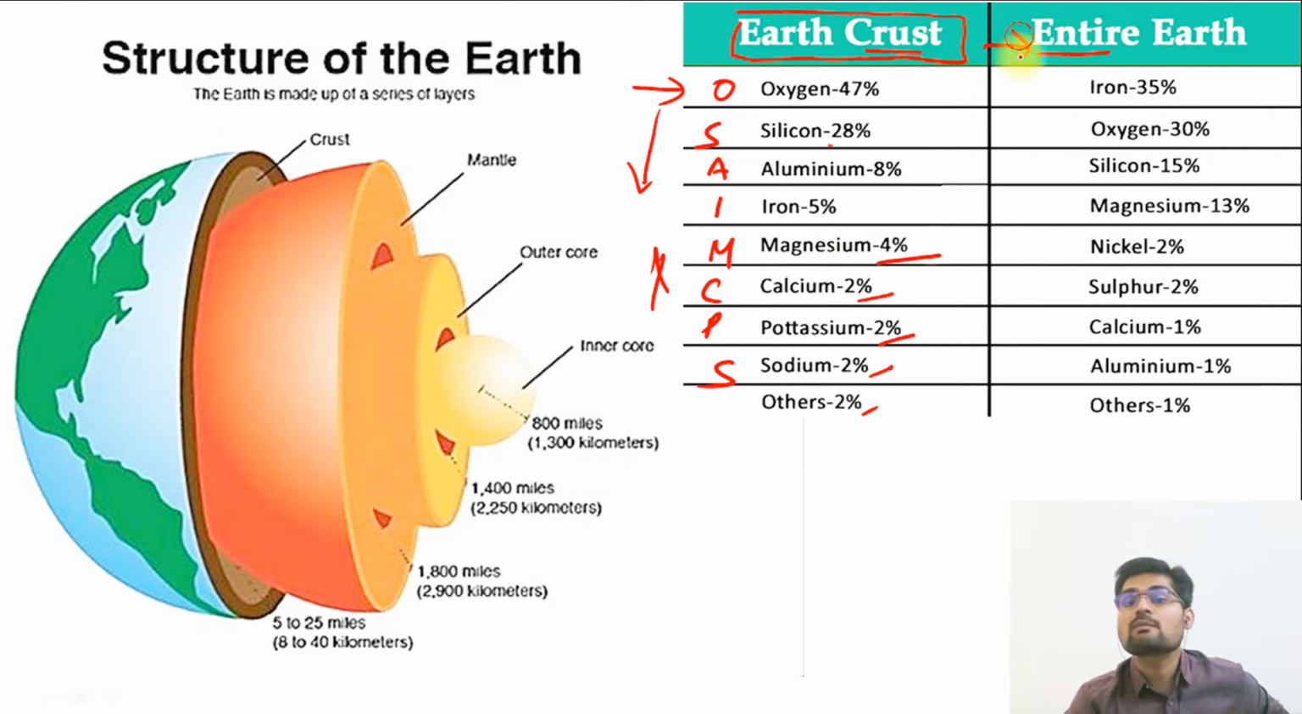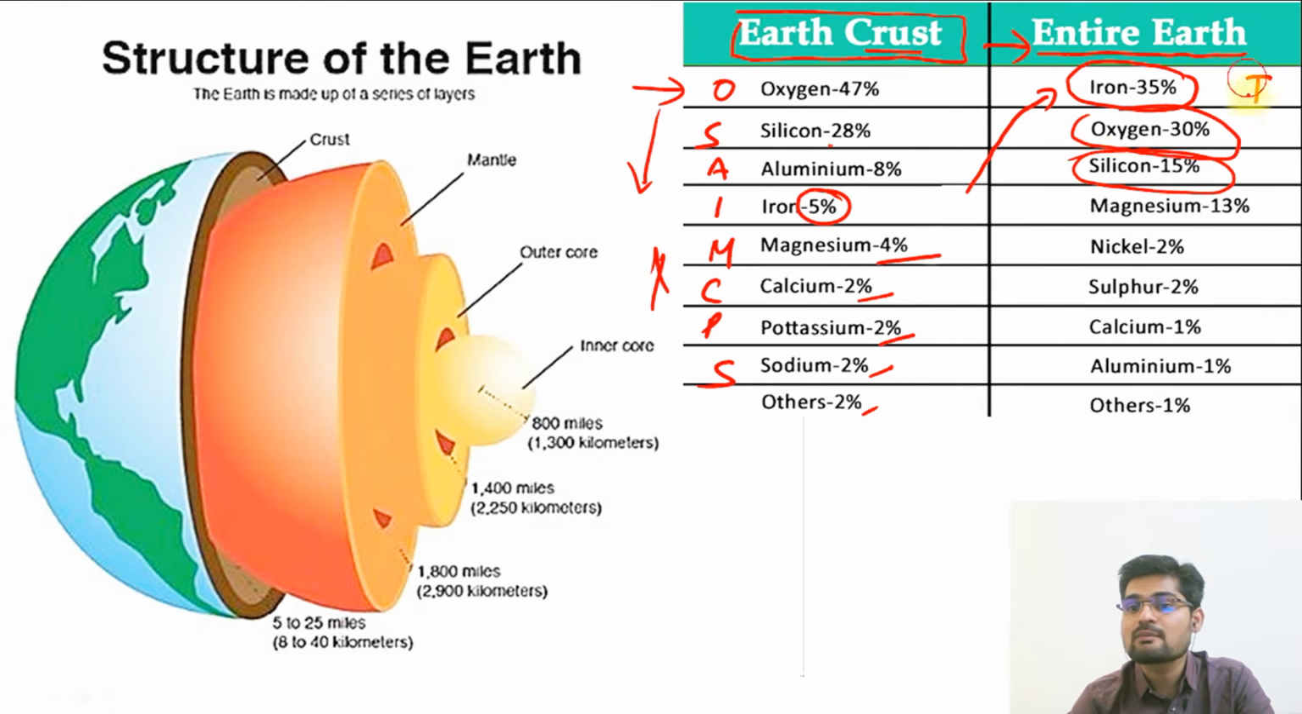It changes when we talk about the entire Earth, not just the crust. So what is that change? Look, this iron, which is only 5% in the crust, now goes to the top. In the entire Earth, the maximum content is iron, that is 35%. Then it is oxygen, which is 30%, and then it is silicon. Alright, so that is important. You can remember by this iOS, like software. So IOSM you can say, or NSCAO. Again, you can make your own shortcuts of this to remember it in an easy way.